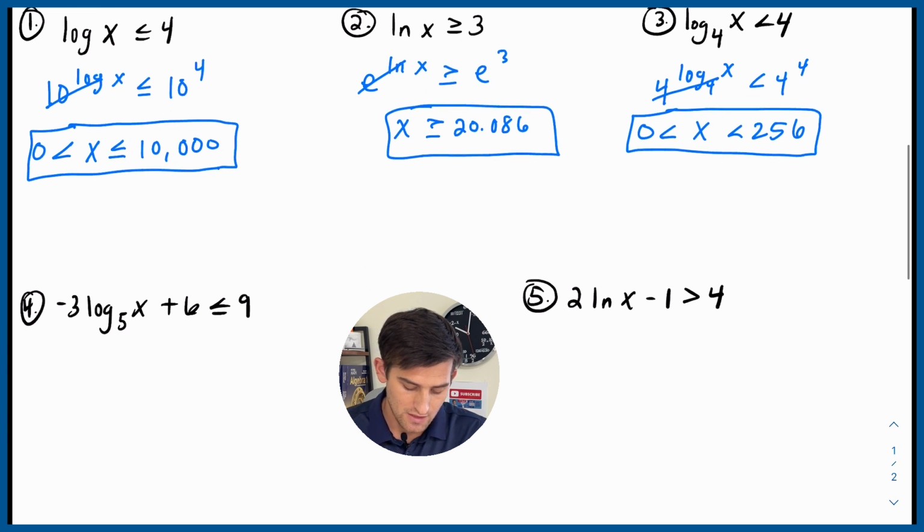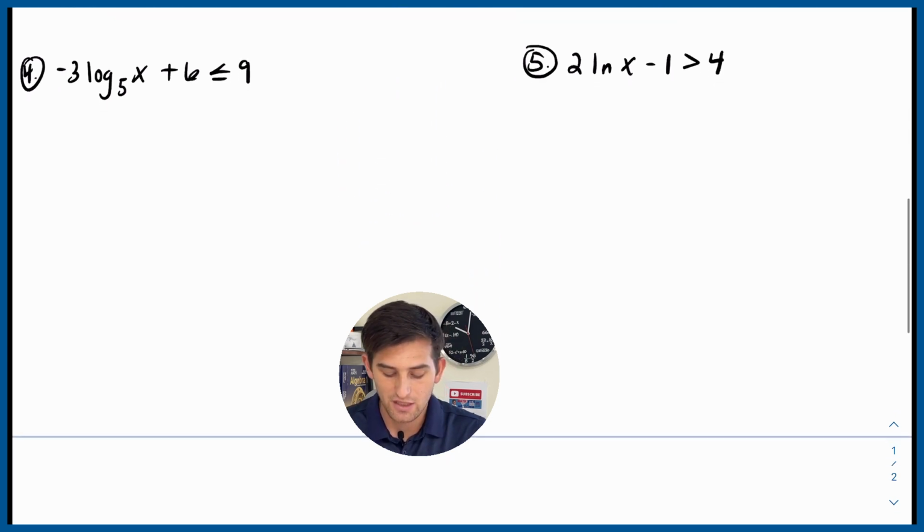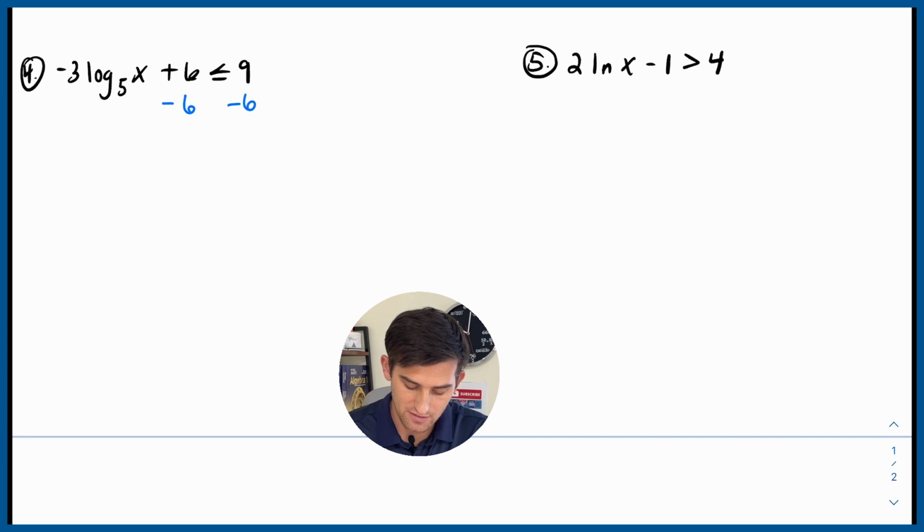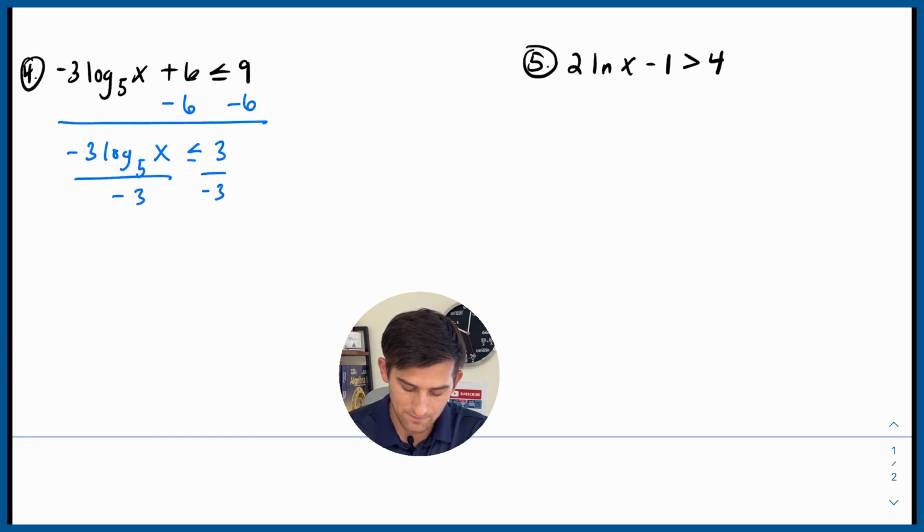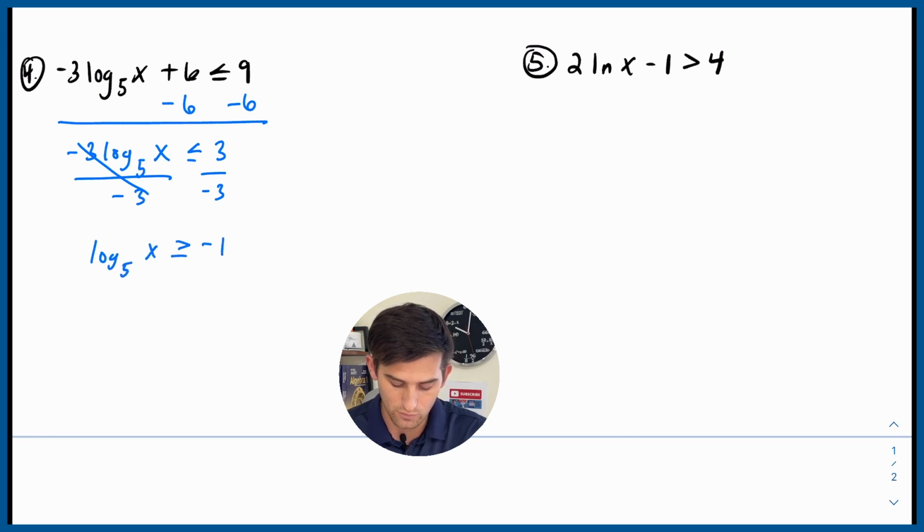All right, last 2, we have some operations that we need to undo that are happening to our common log and our natural log. For number 4, let's start off by subtracting 6. Now we have negative 3 times log base 5 of x is less than or equal to 3. Now let's divide both sides by negative 3. Keep in mind, when we divide or multiply by a negative, it does flip our inequality symbol. So now we have log base 5 of x is greater than or equal to negative 1.